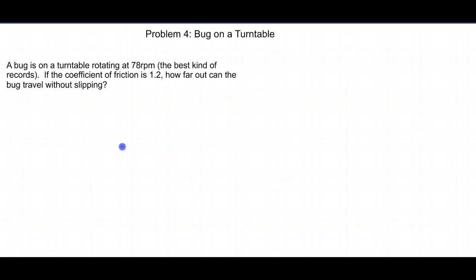When we draw our free body diagram, let's just say that we have our record here and the bug is somewhere over here. So that means that we have a normal force going up, we have a gravitational force going down, and we have a friction force going in. We're hoping that it won't slip, so therefore it is going to be a static friction. And so we have this is mu times our normal force.